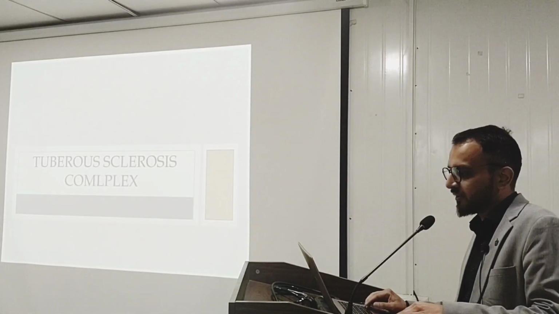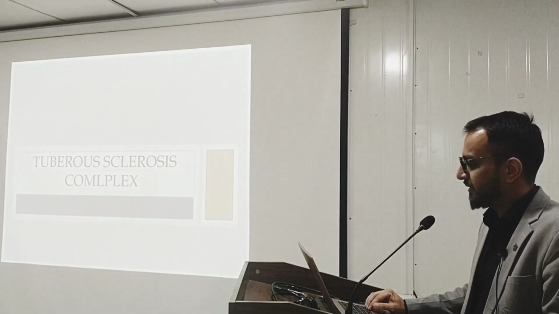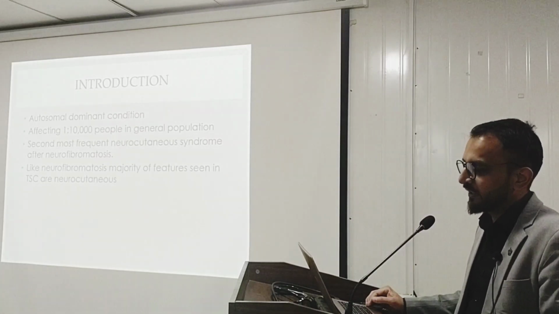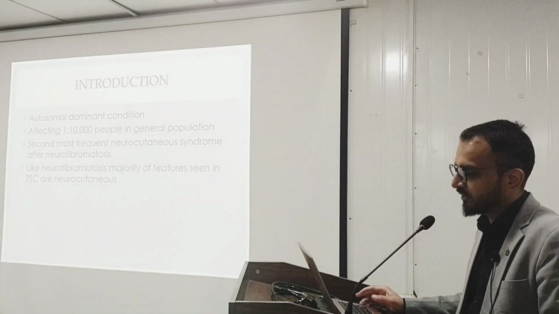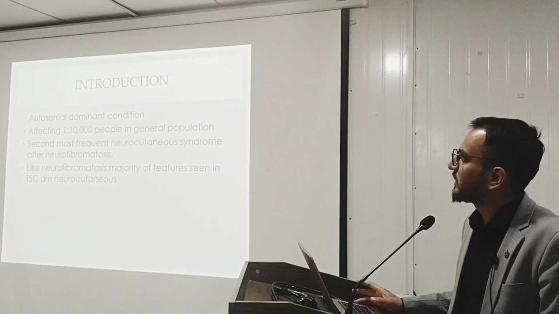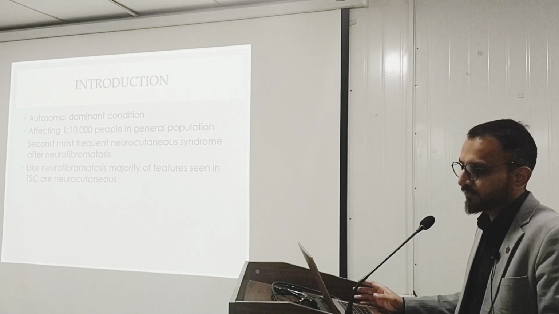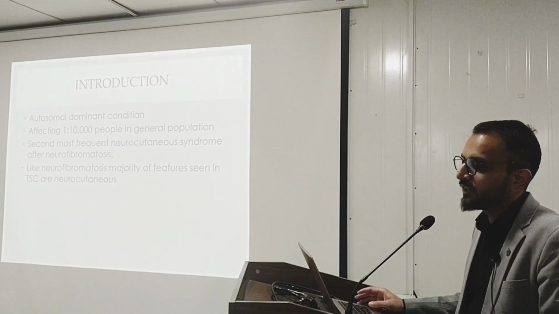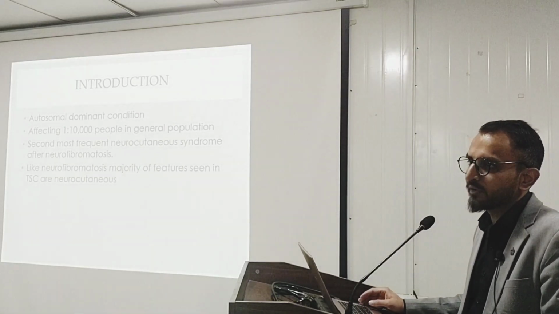What are the short details about tuberous sclerosis? Introduction: tuberous sclerosis is an autosomal dominant condition affecting 1 in 10,000 people in the general population. It is the second most frequent neurocutaneous syndrome after neurofibromatosis. Like neurofibromatosis, the majority of features seen in tuberous sclerosis complex are neurocutaneous.